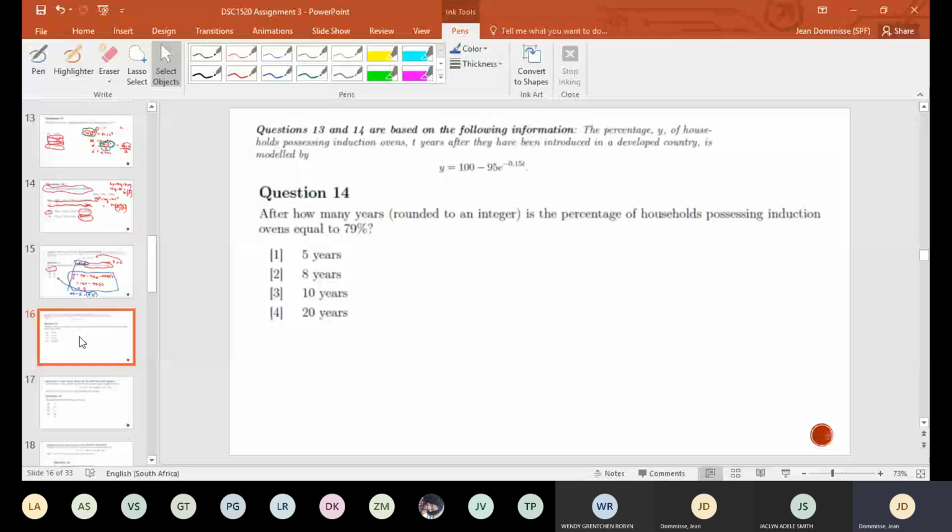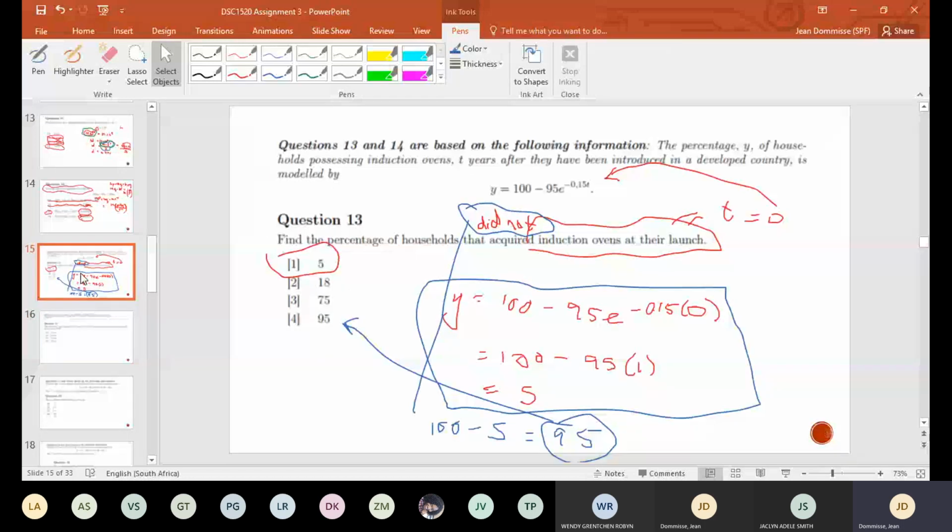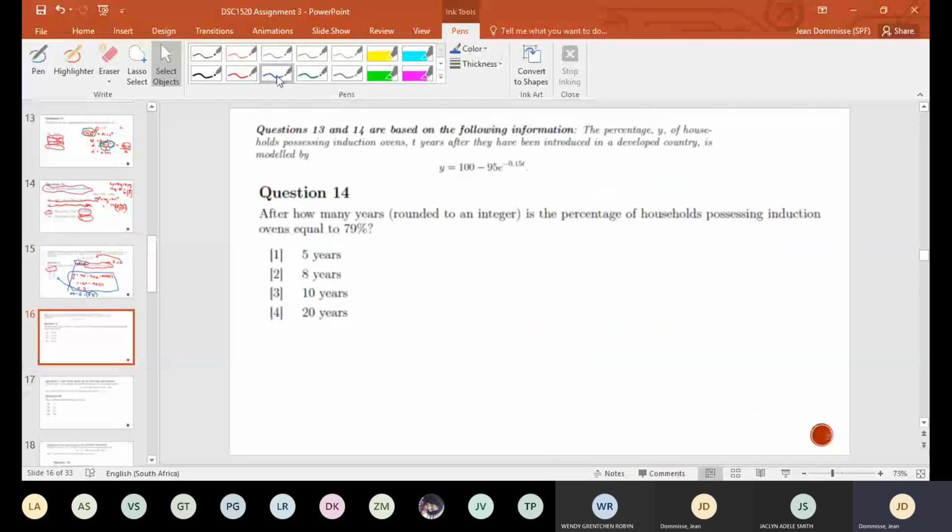Okay, happy with that. Let's go on to 14, which is just part of this one. So we still work with the same formula. And here they ask us the percentage Y of households possessing induction ovens T years after they have been introduced in a developed country is modeled by that. After how many years, rounded to an integer, is the percentage of households possessing induction ovens equal to 79%? Okay, so what would you have done in this instance? I want to get a bit of feedback. What would you have done?